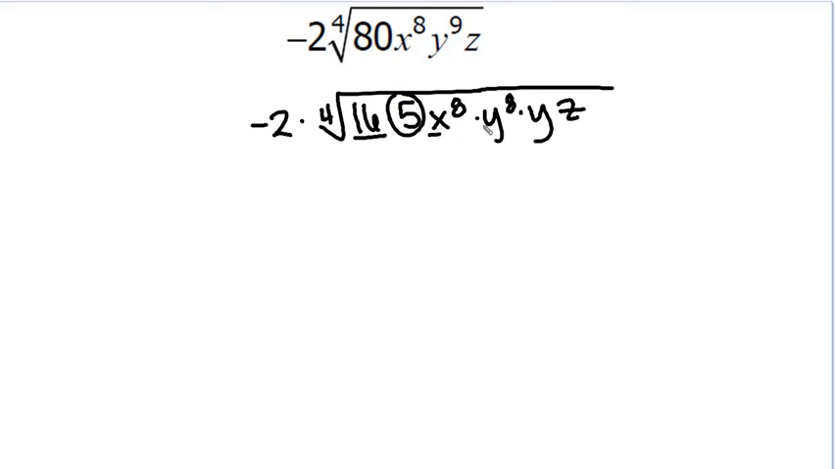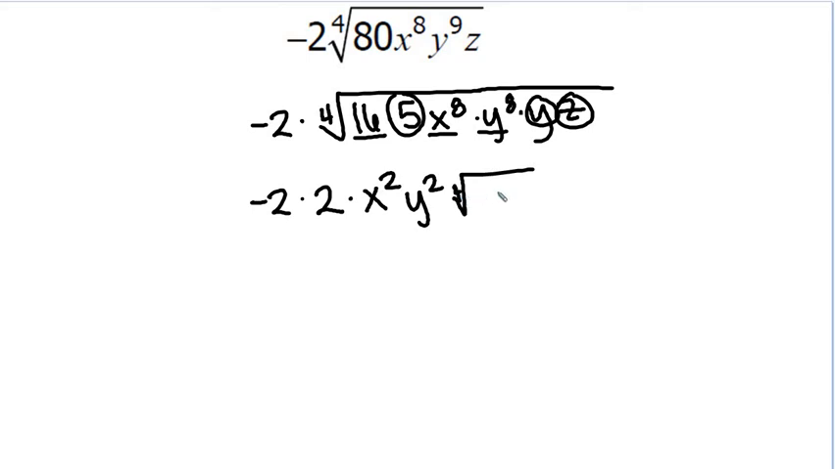So out, in, out, in. So I have negative 2 times the fourth root of 16 is 2, times the fourth root of x to the 8th is x squared. The fourth root of y to the 8th is y squared. So remember, 8 divided by 4 is 2. 8 divided by 4 is 2. And then I have the fourth root of 5yz. Okay? So we have to multiply to make sure that we simplify all the way. So negative 2 times 2 is negative 4x squared, y squared, times the fourth root of 5yz.